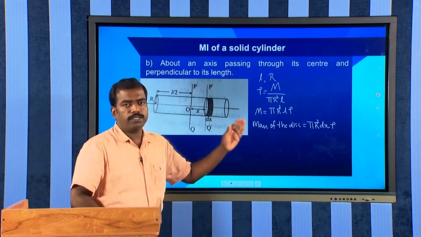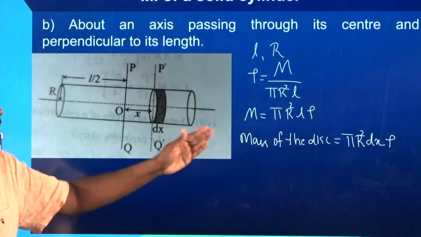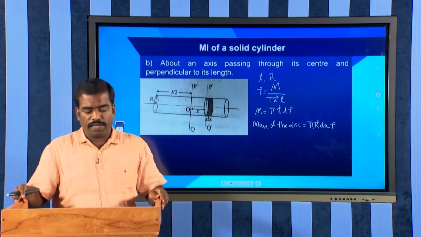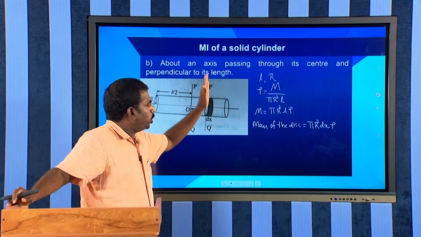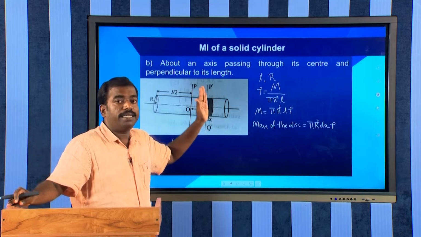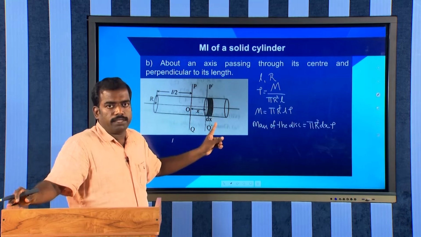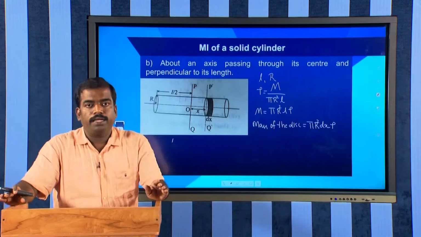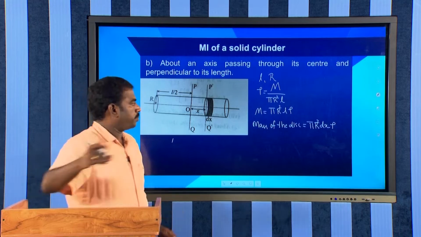So, π r² dx ρ will give you the mass of the disk. Now, you know the moment of inertia of the disk about the axis P'Q', which is nothing but the diameter of the disk. So, the moment of inertia of the disk about the diameter is given by mass into radius squared divided by 4.